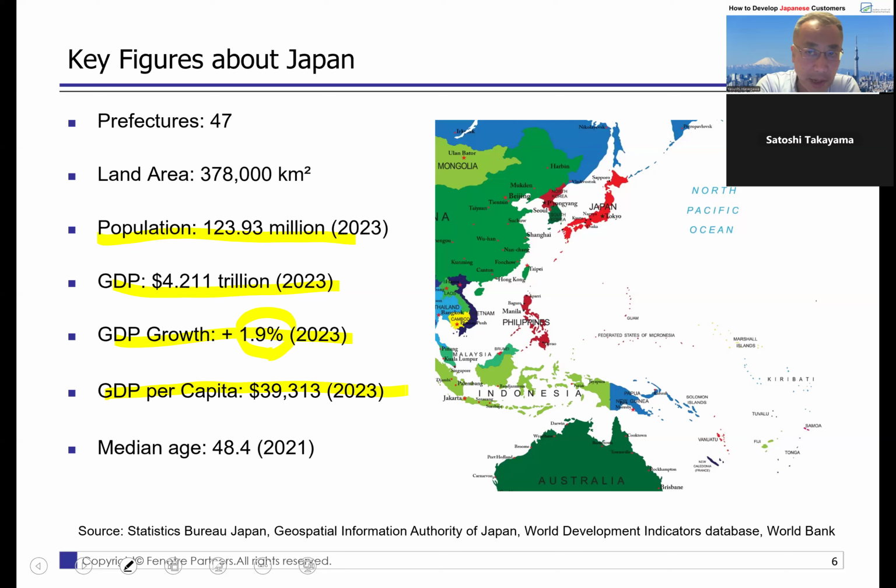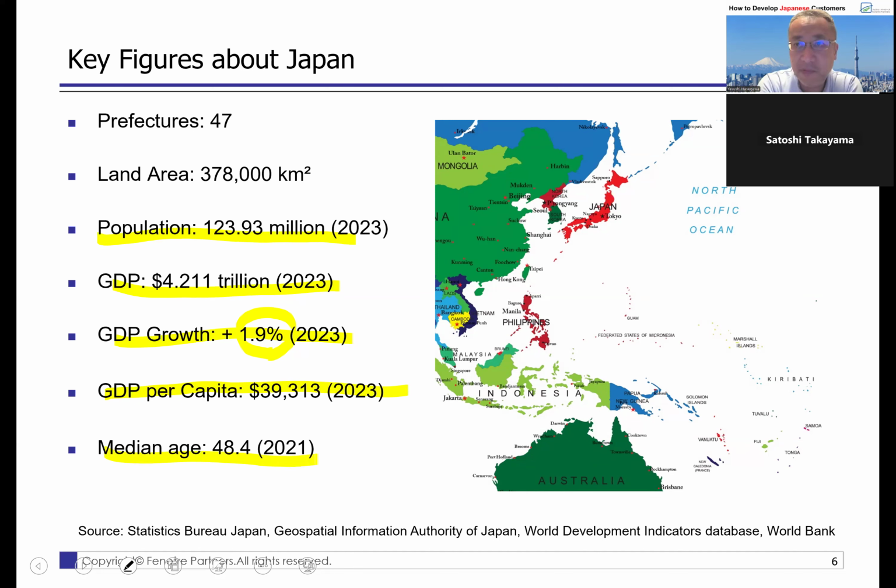Like in 2001 or 2, Japan was ranked world number 2 in terms of GDP per capita. But now it's ranked number 34 or 35, maybe in the tier 4 or 5, together with Italy and South Korea. So please do not expect rich people living in Japan. It's like a legend and myth. We are getting poorer right now.